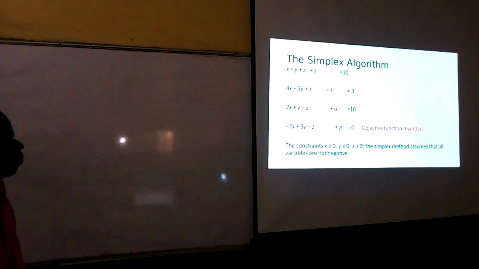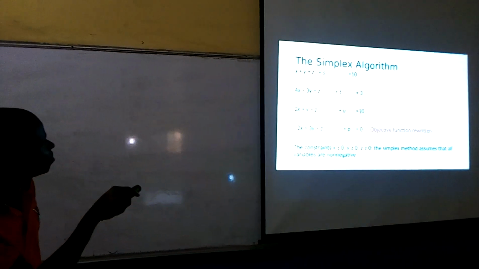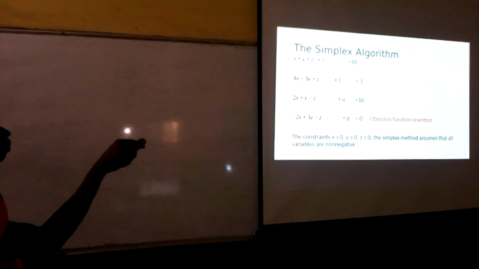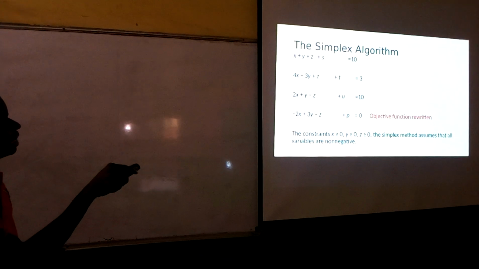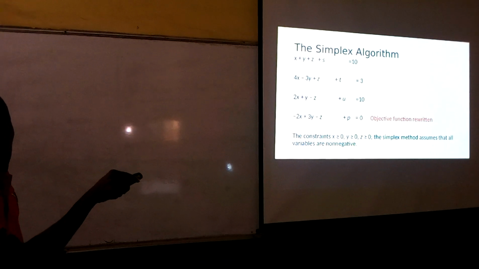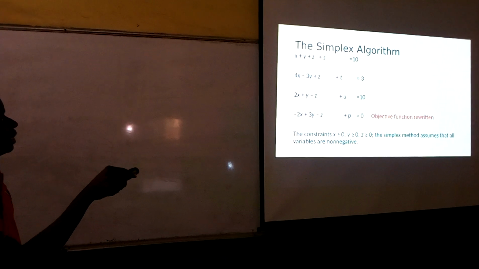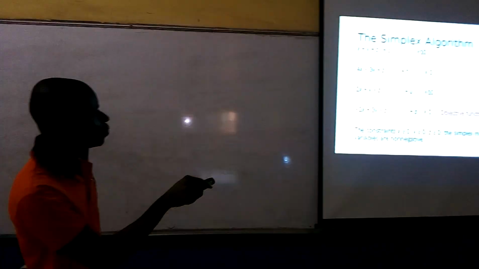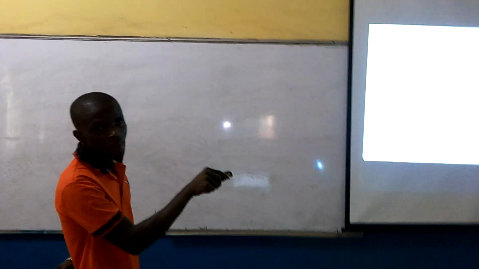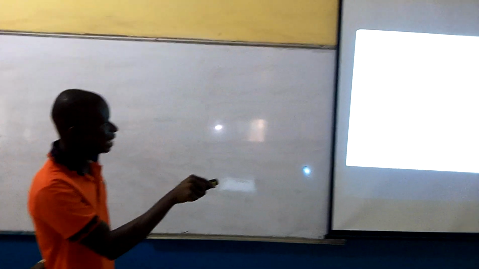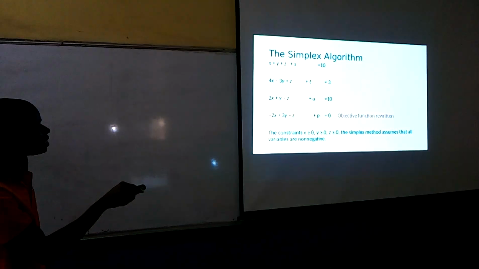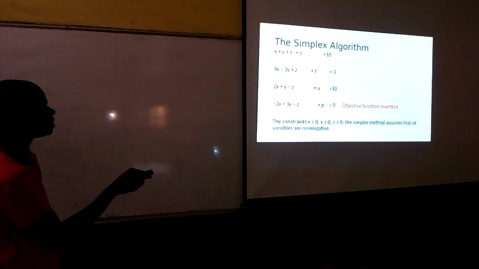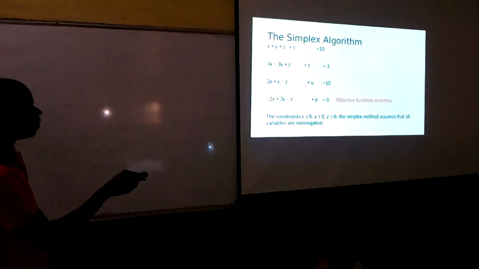So the problem that we had, we can convert it to this. We have x plus y plus z, it was less or equal to 10, but we added a variable which is non-negative, and it turns to an equal sign. The second constraint, we turn to an equation by adding another variable, which is also a slack variable. And the last constraint, we turn to an equation by adding another variable.